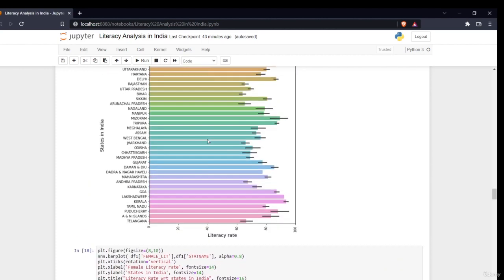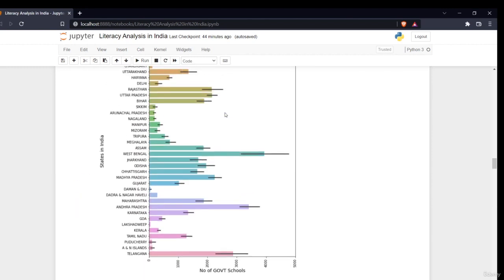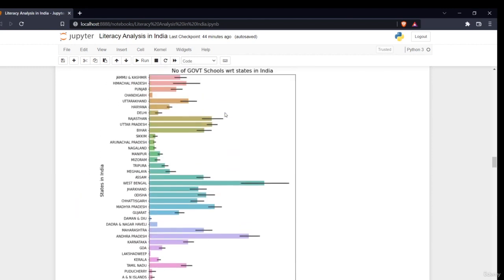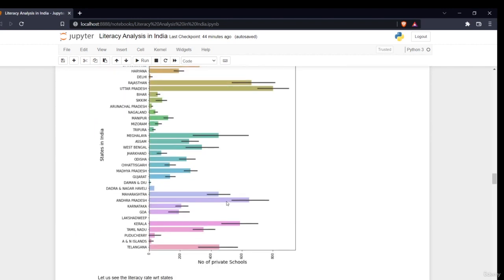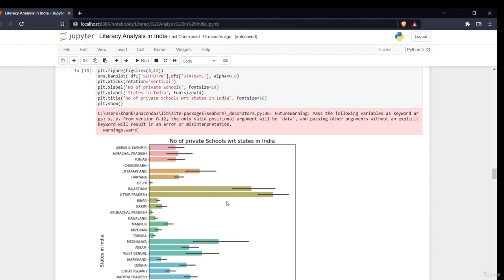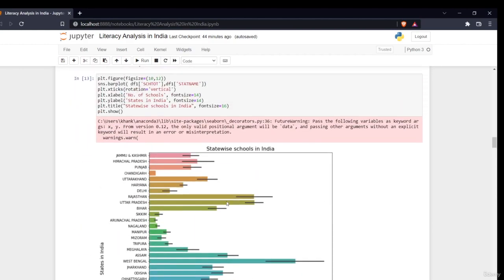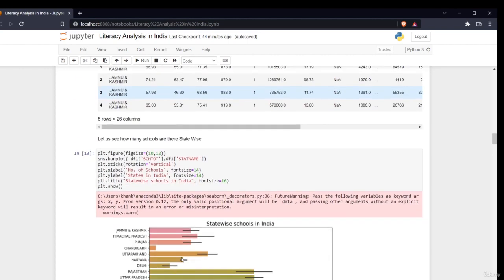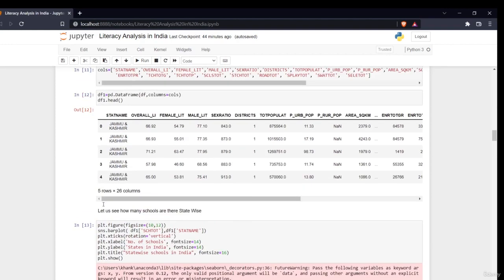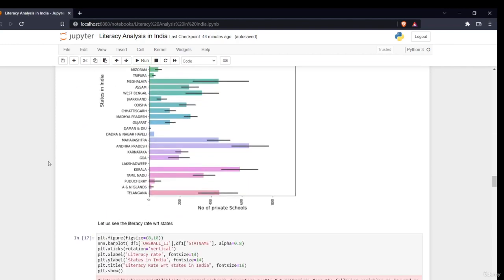60%. Then we have the private schools. In this we have private schools and government schools also, but more private schools. In Uttar Pradesh also, private schools are more than government schools, but the literacy rate is still very low. And when we look at population, the highest, I think, is Uttar Pradesh. I don't know why it is not showing that. Maybe the data is with respect to another thing, but the highest is Uttar Pradesh.